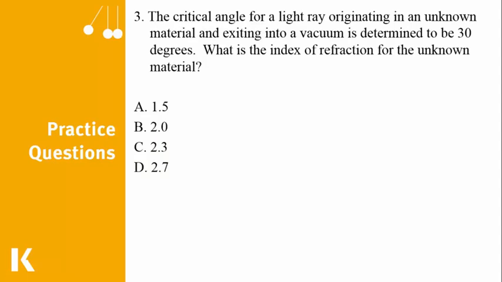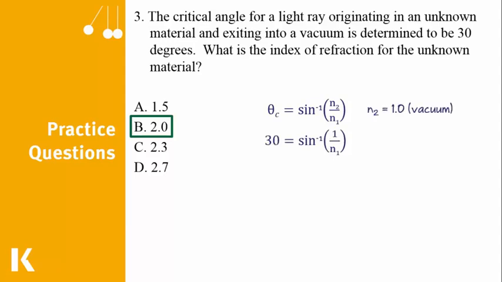This third question asks us to calculate the index of refraction for a medium, given the critical angle. Take a second and pick an answer. The answer is B, and if we remember our equation for the critical angle, this question is a simple calculation. The index of refraction for a vacuum is 1 by definition. Putting our critical angle into the equation, we take the sine of both sides, and we find that n is equal to 2.